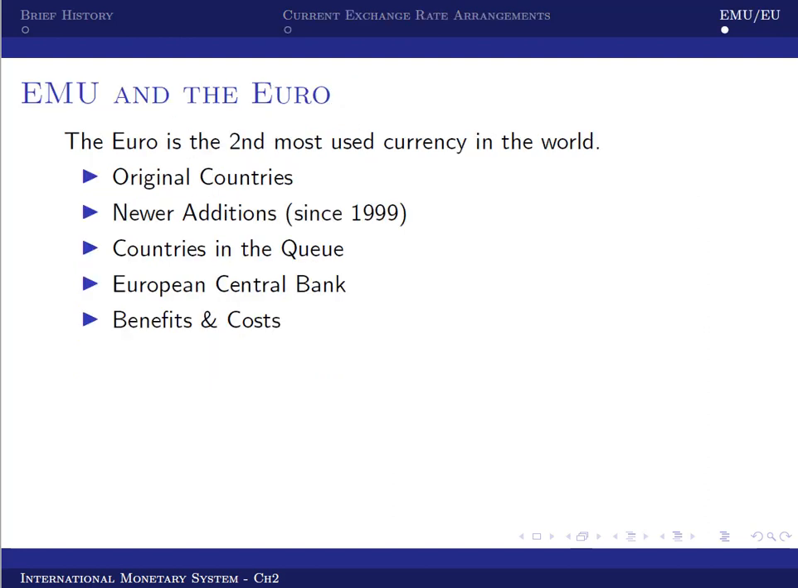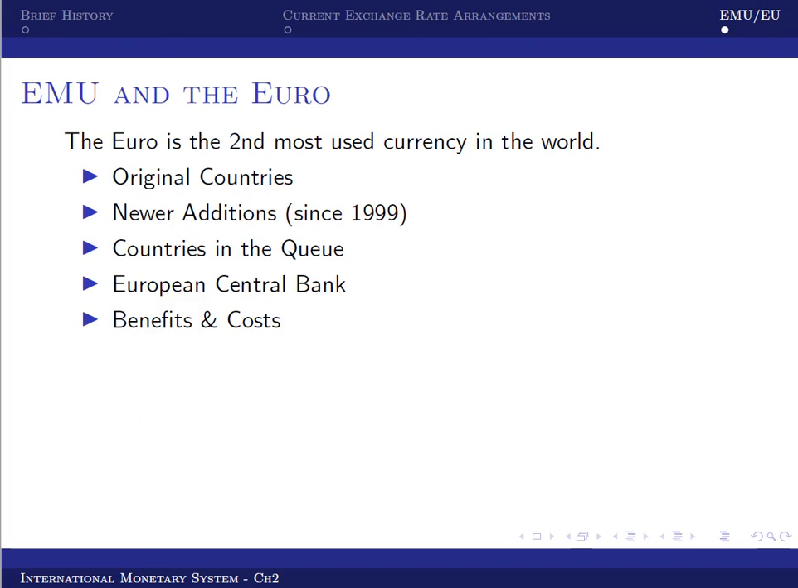So let's move on to the next slide here: the European Monetary Union, the European Union, and the euro. The euro is the second most used currency in the world. There's a list of original countries that were part of the euro currency, probably about 13 of them here. I'm not going to ask you any of these questions, so you can take a look at the book and see those countries. There have been newer additions since 1999. Greece, Slovenia, Cyprus, Malta, Slovakia, Estonia, Latvia, and Lithuania all joined.